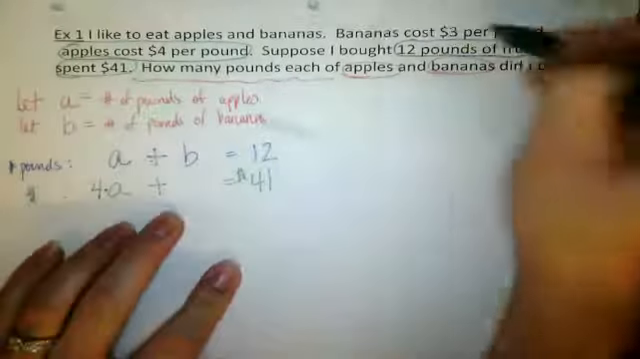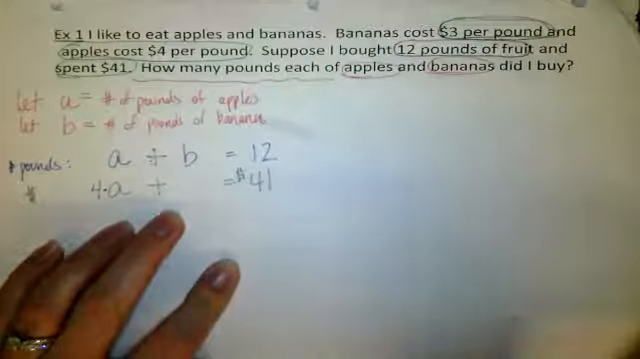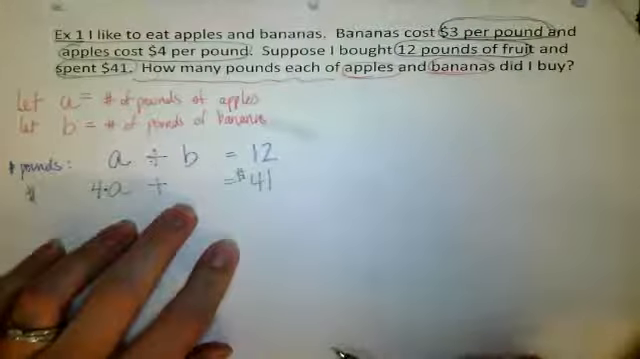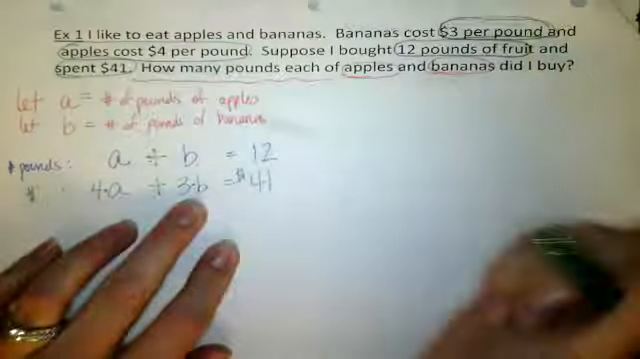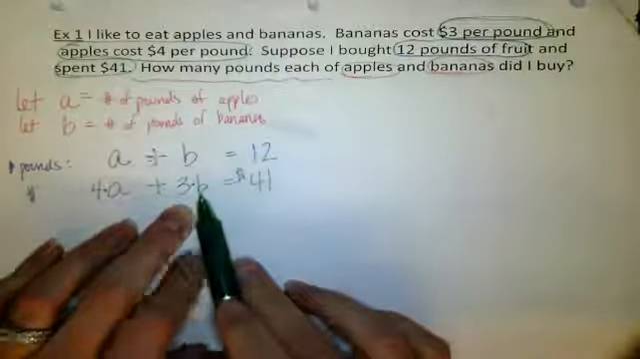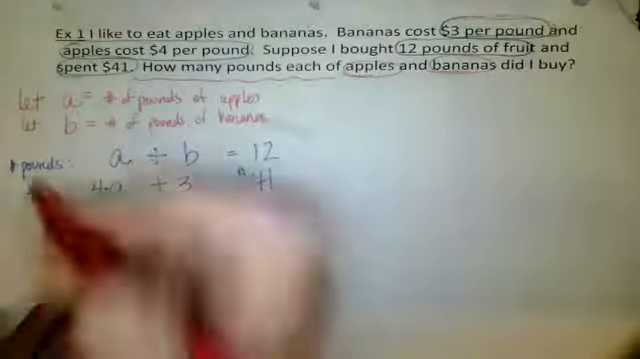Now, bananas cost $3 per pound. So how do I figure out how much I spent on bananas? 3B. $3 for every single pound of bananas. $3 times every single pound. Ladies and gentlemen, that's your system.